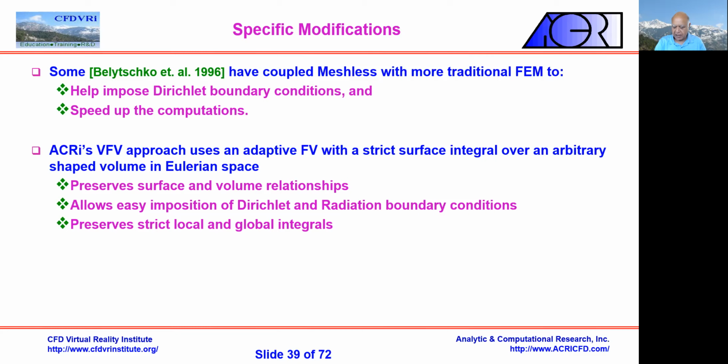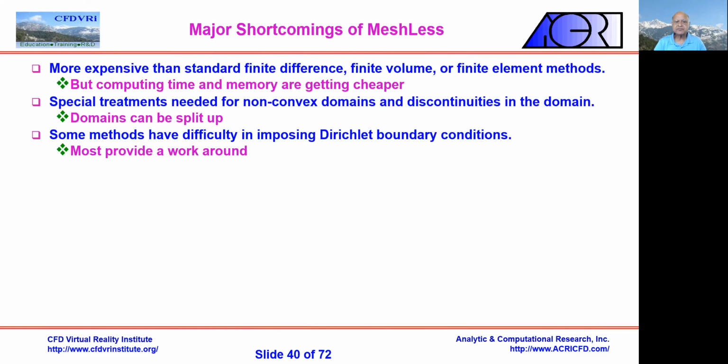So let's see what happens. And then many of them, of course, as I said, do not enforce strict local and global integrals. Okay. So both computing time and memory are getting cheaper. Okay. So we can also use special domains, and there are some difficulties in imposing boundary conditions, Dirichlet boundary conditions, and they have provided the workaround.